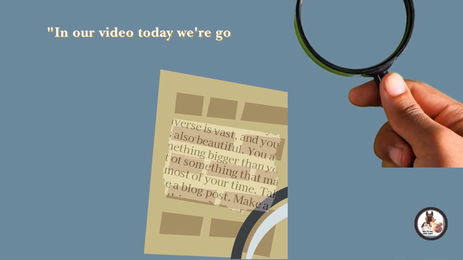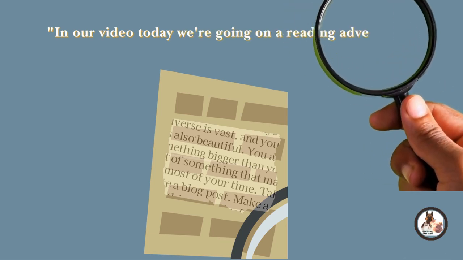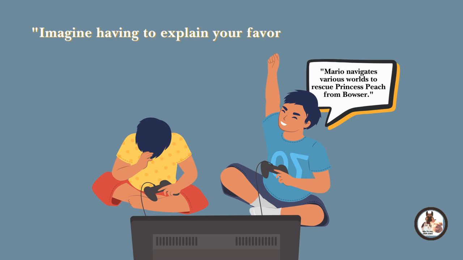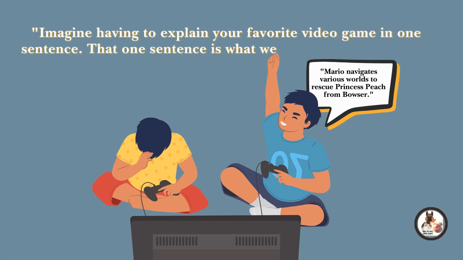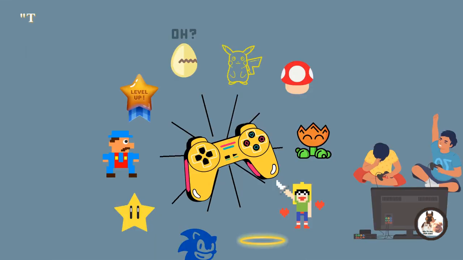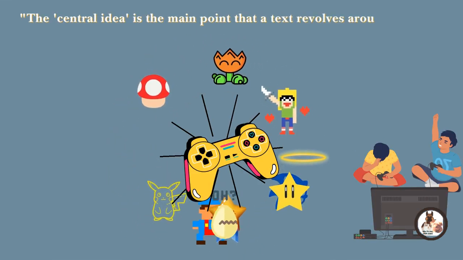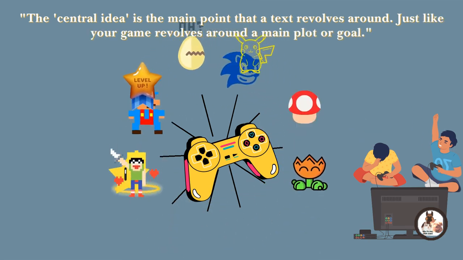In our video today, we're going on a reading adventure. Imagine having to explain your favorite video game in one sentence. That one sentence is what we call the central idea. The central idea is the main point that a text revolves around.